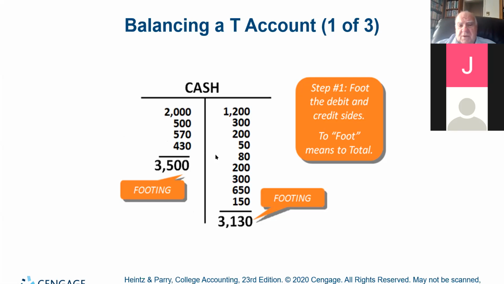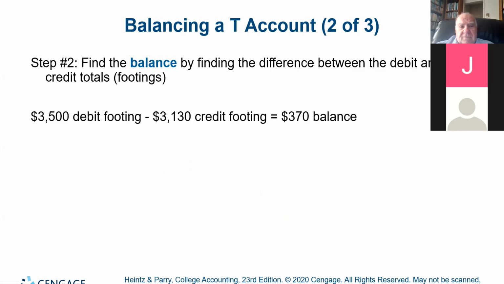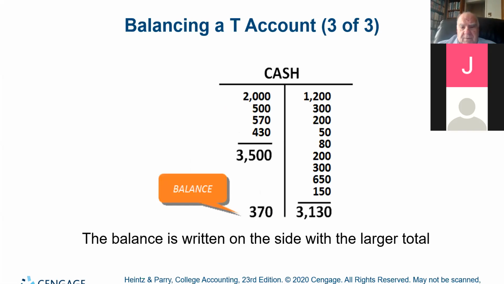Add the two columns, high man wins, okay? 3,500 minus 3,130 leaves us with a balance of $370. Find the balance by finding the differences between the debit and credit totals. So that shouldn't be too bad. And there we go. That's our balance.